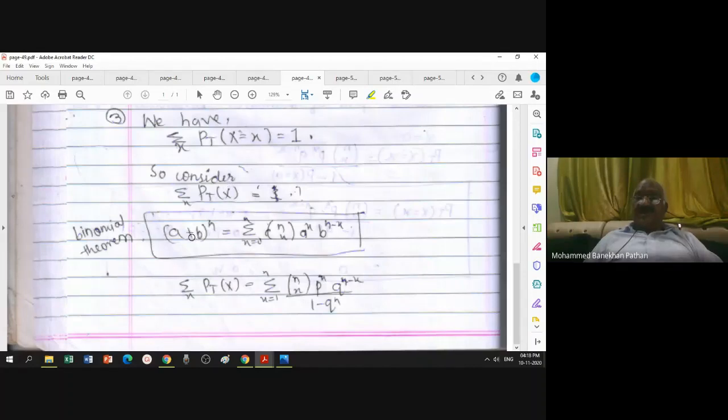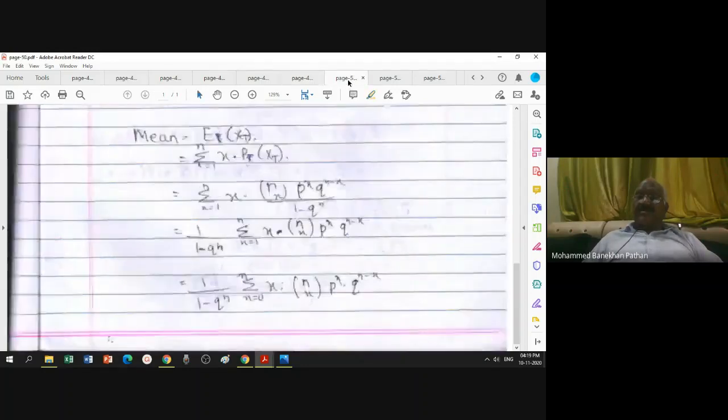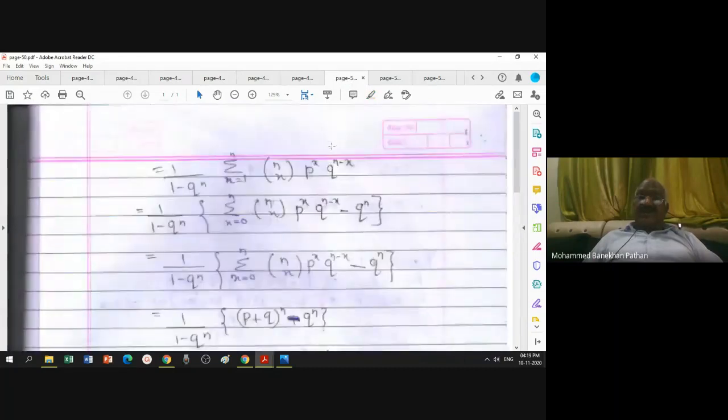You know the binomial theorem: (a plus b) to the power n equals summation n choose x, a raised to x, b raised to n minus x, x starting from 0 to n. It is the standard binomial theorem. So the summation of ptx is the summation of this function. This is a constant, (1 minus q) raised to n, you can put it outside. So what you get is 1 upon (1 minus q) raised to n, summation nCx p raised to x, q raised to n minus x.